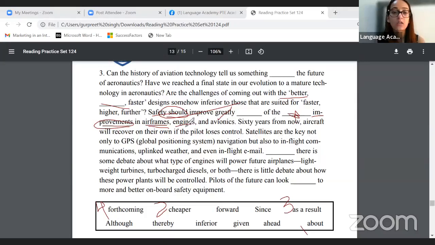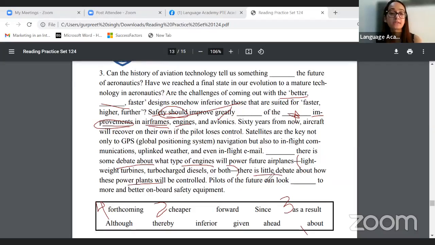Satellites are the key not only to GPS navigation, but also to in-flight communications, uplinked weather, and even in-flight email. Dash, there is some debate about what types of engines will power future aeroplanes. Lightweight, turbocharged, diesels, or both. So this part we can eliminate for some time. Dash, there is some debate about what type of engines will be there in the future. There is little debate about how those power plants will be controlled.